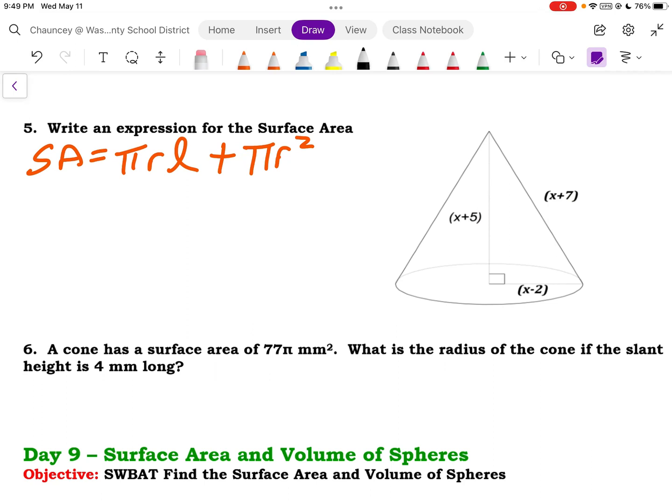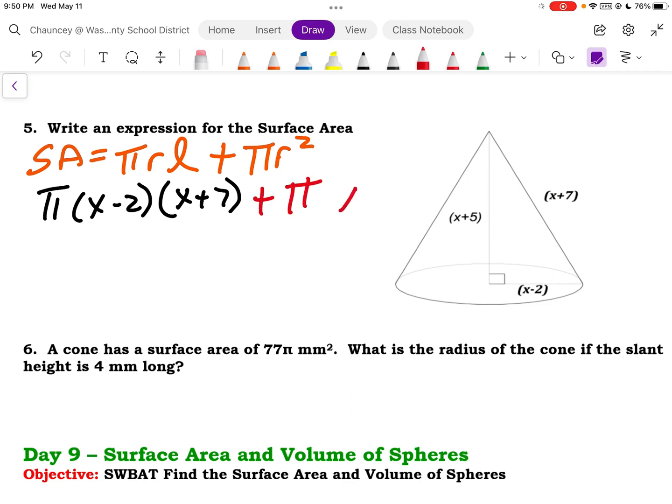So if we take pi times our radius, which is x minus 2, times our slant height, which is x plus 7, we're going to add that to pi times the radius, x minus 2, squared. So you might want to write a little small on this, because I'm going to erase. I write all over the place. Okay? So let's rock and roll with this first. Do you remember FOIL? That is what we're doing here.